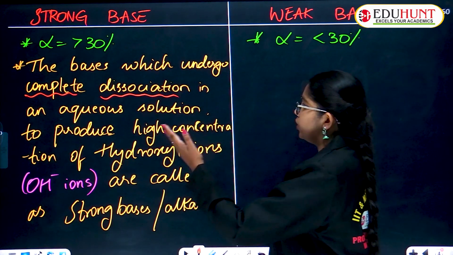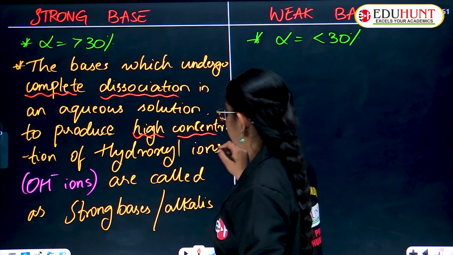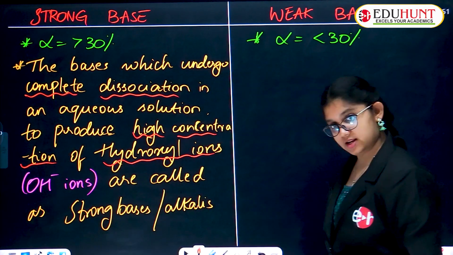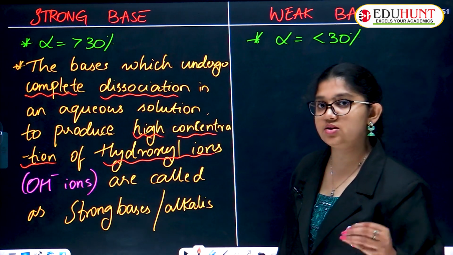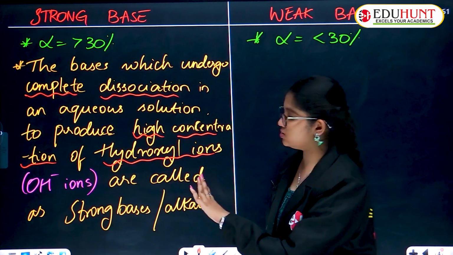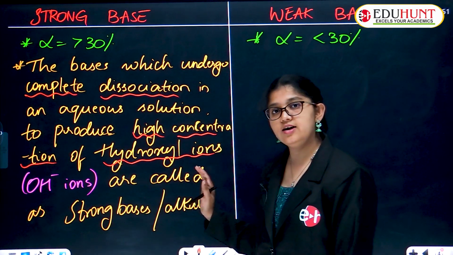So in the aqueous solution, upon dissociating, it produces a high concentration of hydroxyl ions. Such bases are called strong bases or strong alkalis.